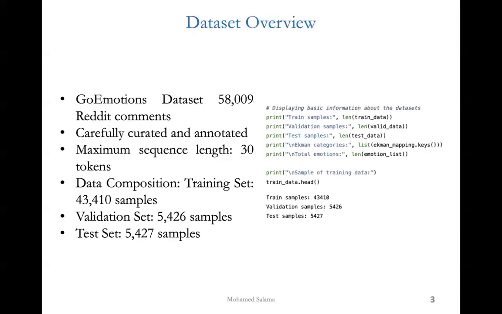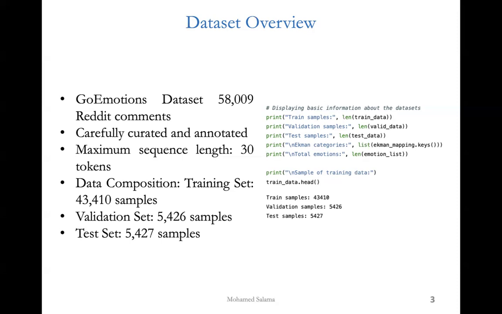Moving onward, to the dataset overview. I worked with the Go Emotions dataset from Google, a corpus of 58,900 Reddit comments offering unprecedented insights into human emotional expression. The dataset was meticulously curated with high quality emotional labels limited to 30 token sequences to maintain focus.